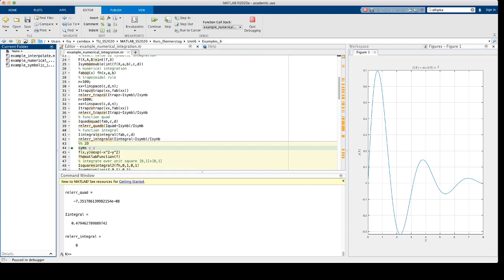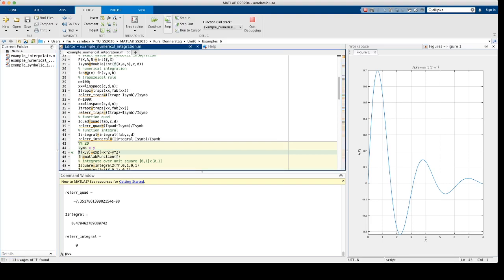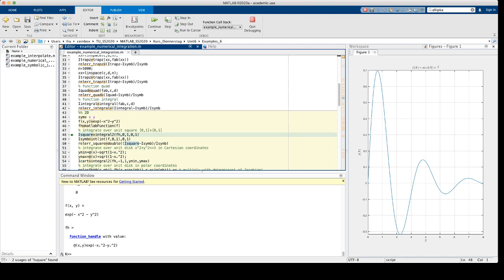Let's now pass to integration in 2D over an area in the xy plane. Again, I first define the function in symbolic form, then convert it to a function handle. And now we want to integrate this function, e to the minus x squared minus y squared, over the unit square. So x runs from 0 to 1 and y runs from 0 to 1.